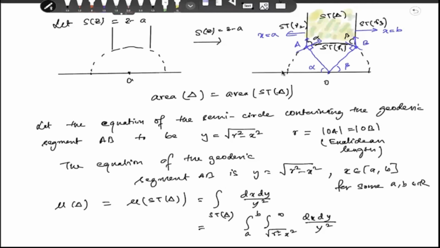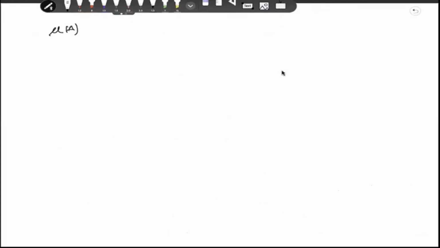So note that this x is varying from A to B, and y is varying from root over r square minus x square to infinity. So therefore, this mu of delta is again equal to integration A to B dx, integration root over r square minus x square to infinity dy by y square, which is again equal to integration A to B dx by root over r square minus x square.